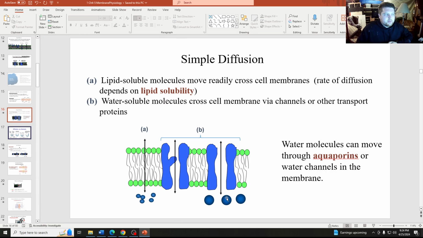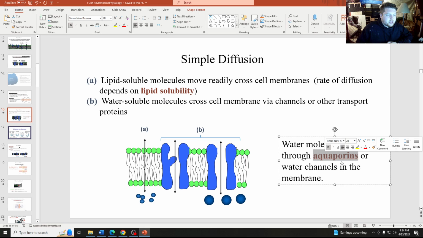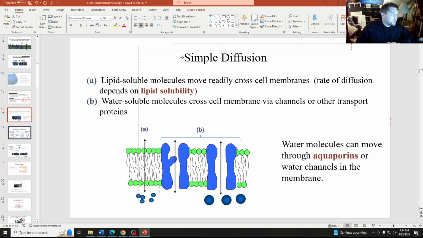Or if gates or things are open naturally, just kind of chilling, hanging out, we get simple diffusion where it just crosses by itself. One example with water, there are proteins called aquaporins. These are membrane proteins, membrane channels that allow water to pass through. And that's why our membranes are semi-permeable to water. Okay, so that's simple diffusion.